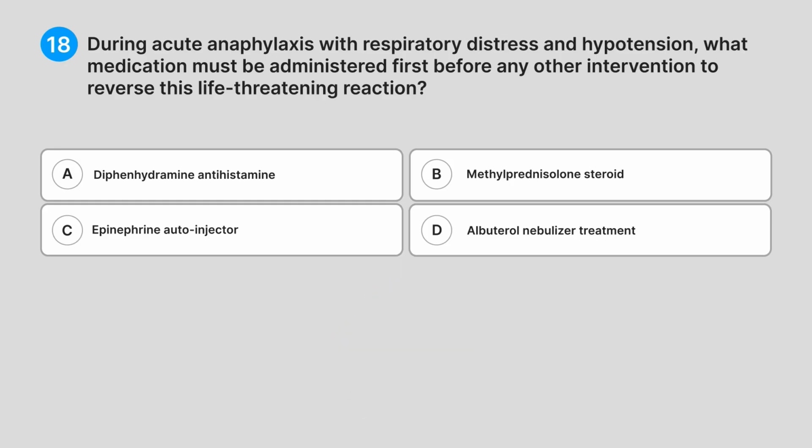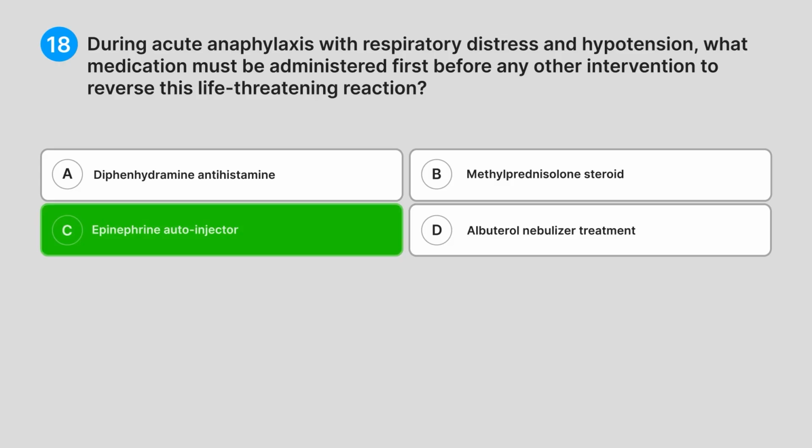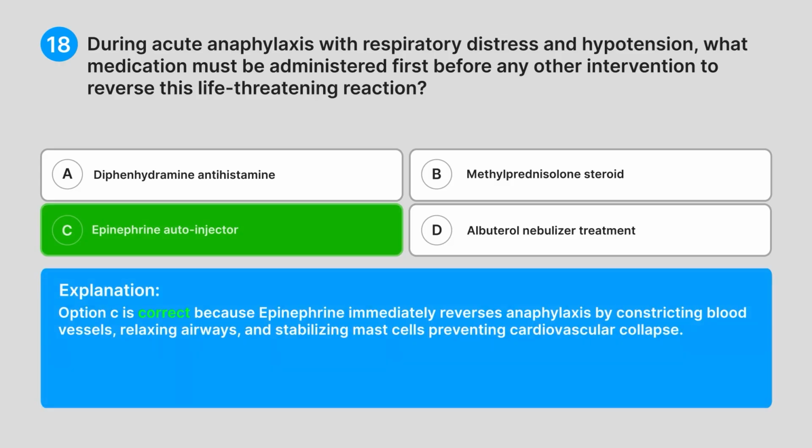Correct answer, C. Epinephrine autoinjector. Explanation. Option C is correct because epinephrine immediately reverses anaphylaxis by constricting blood vessels, relaxing airways, and stabilizing mast cells, preventing cardiovascular collapse.